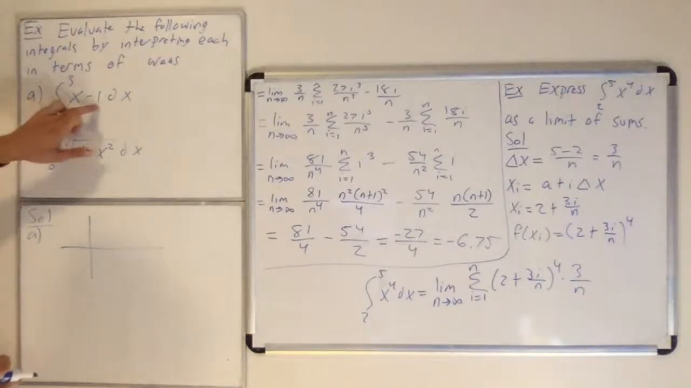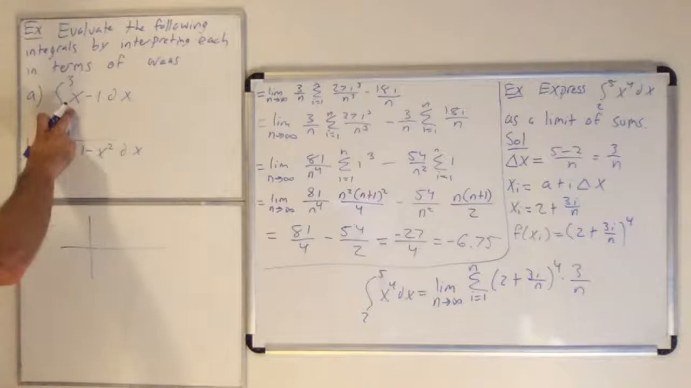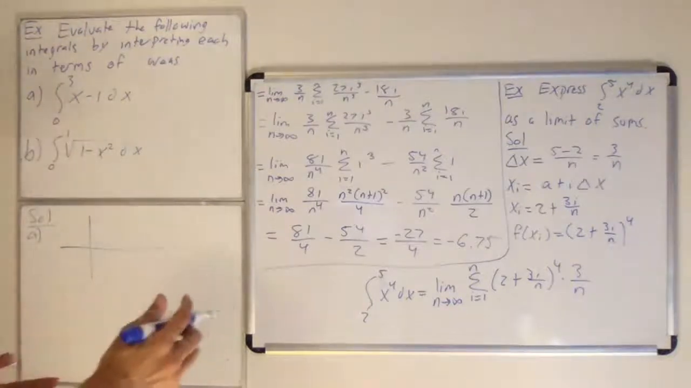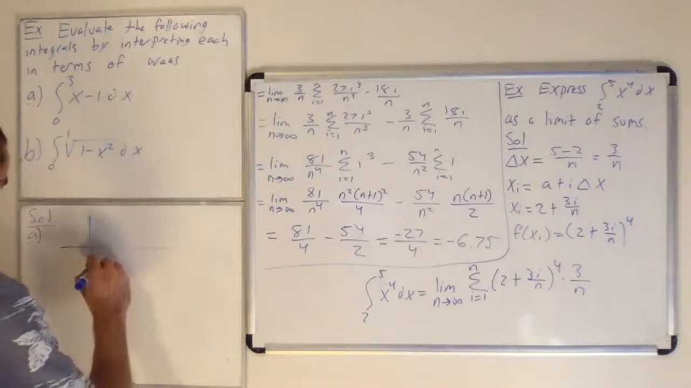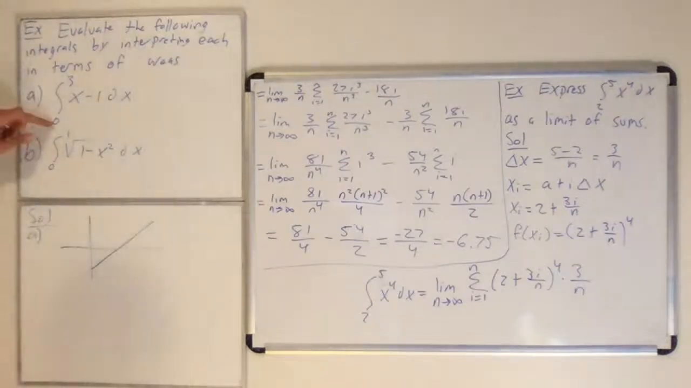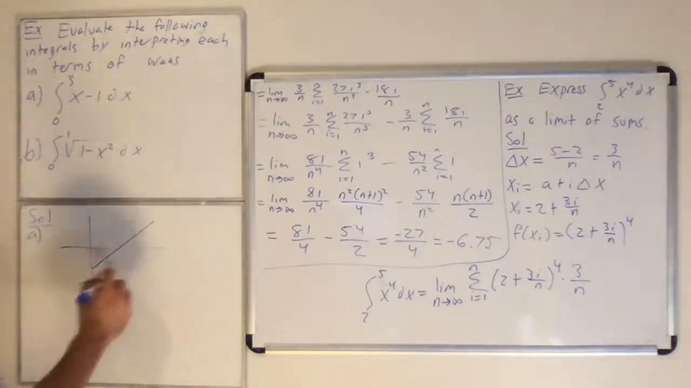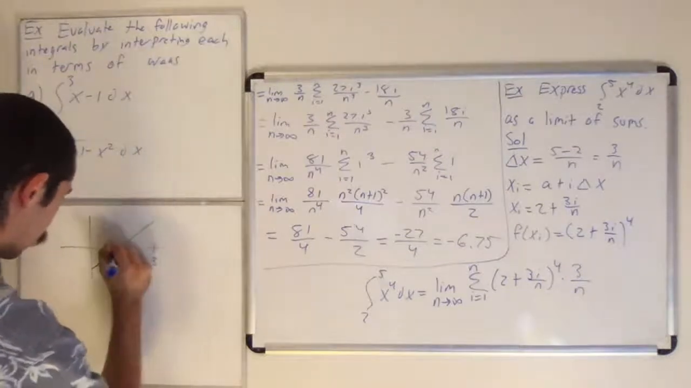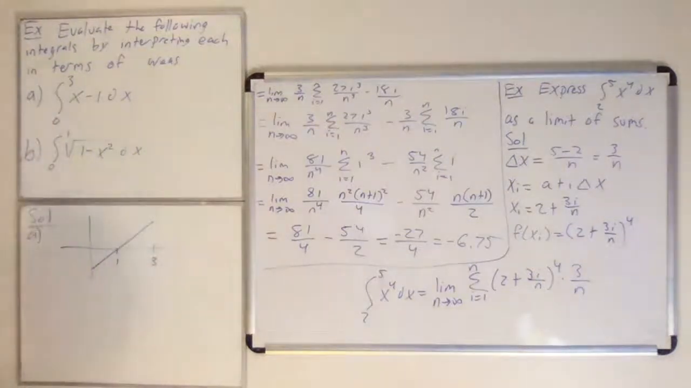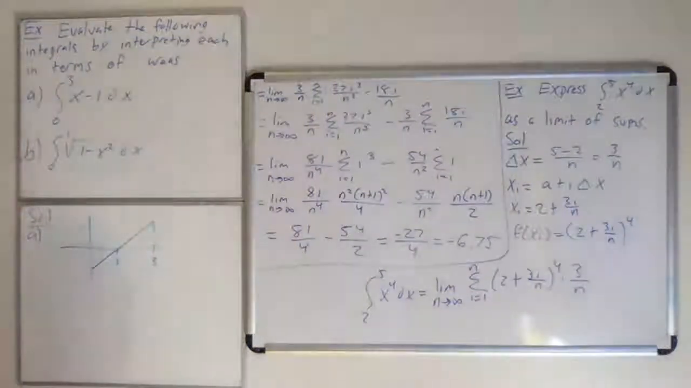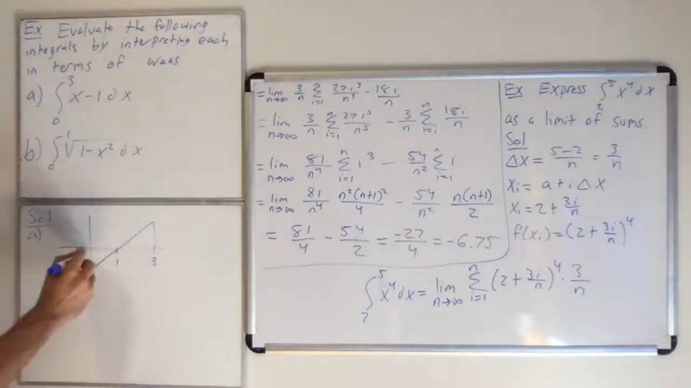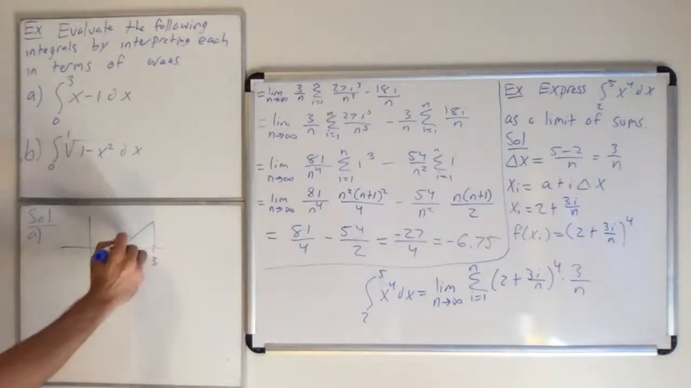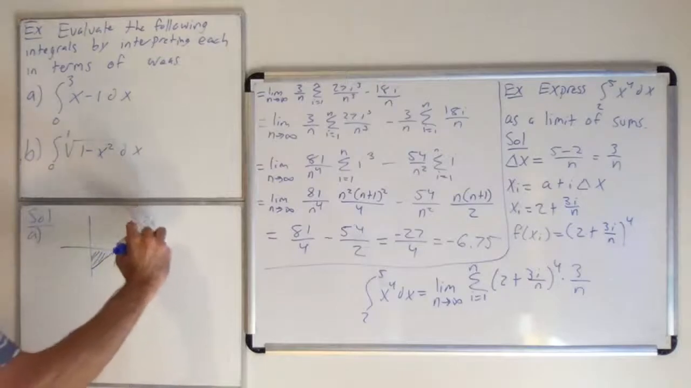So we want to graph the curve y equals x minus 1, and that's a line with slope 1 that has an x-intercept of -1. And we go from 0 to 3. Okay? And so we want to find the area of this triangle and find the area of this triangle.